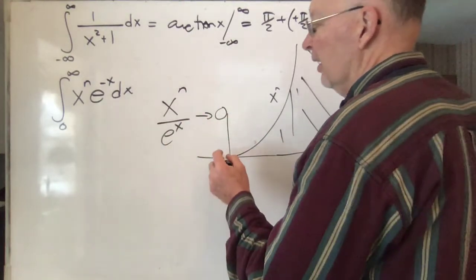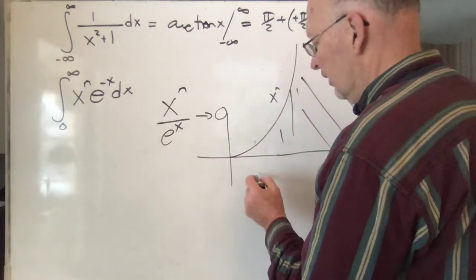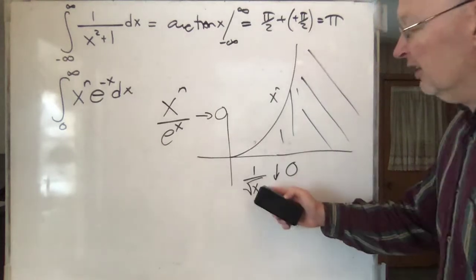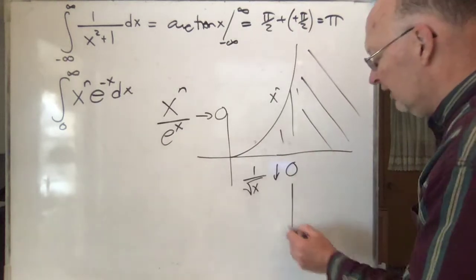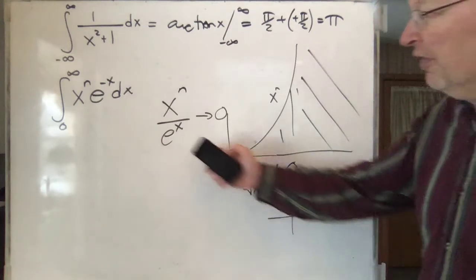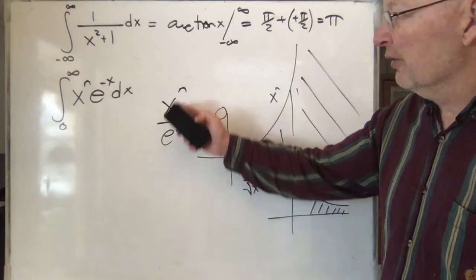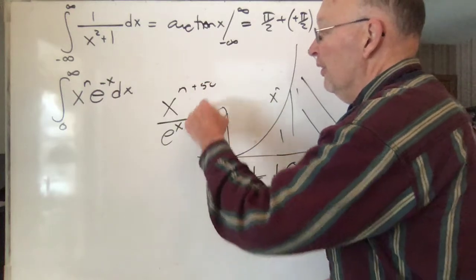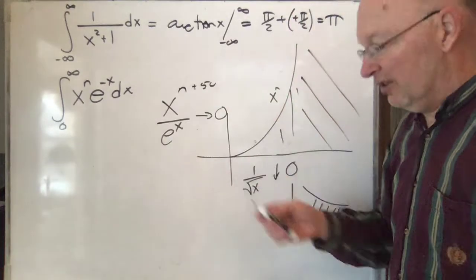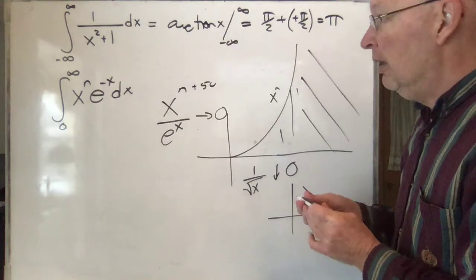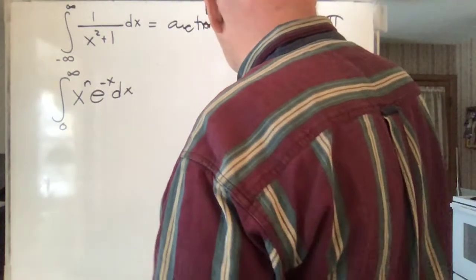Just, again, to be clear, 1 over square root of x. That thing goes to 0, but it doesn't go to 0 fast enough, right? The area underneath it is still an infinite amount of area. But this grows faster than not only x to the n, but it grows faster than x to the n plus 50. So this is effectively much, much, much bigger than this, and so it is going to go to 0 fast enough. Okay? So anyway, let's figure out what it converges to.